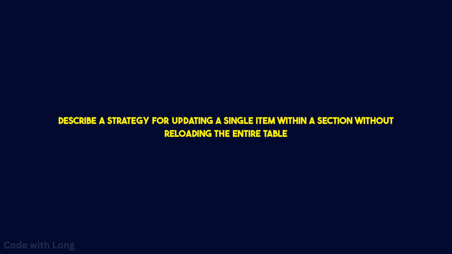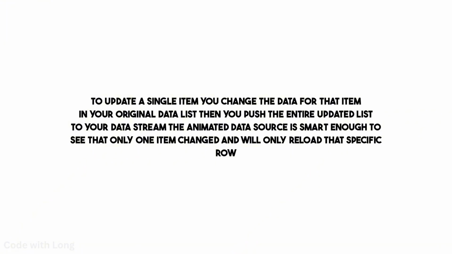Describe a strategy for updating a single item within a section without reloading the entire table. To update a single item, you change the data for that item in your original data list. Then, you push the entire updated list to your data stream. The animated data source is smart enough to see that only one item changed, and will only reload that specific row.